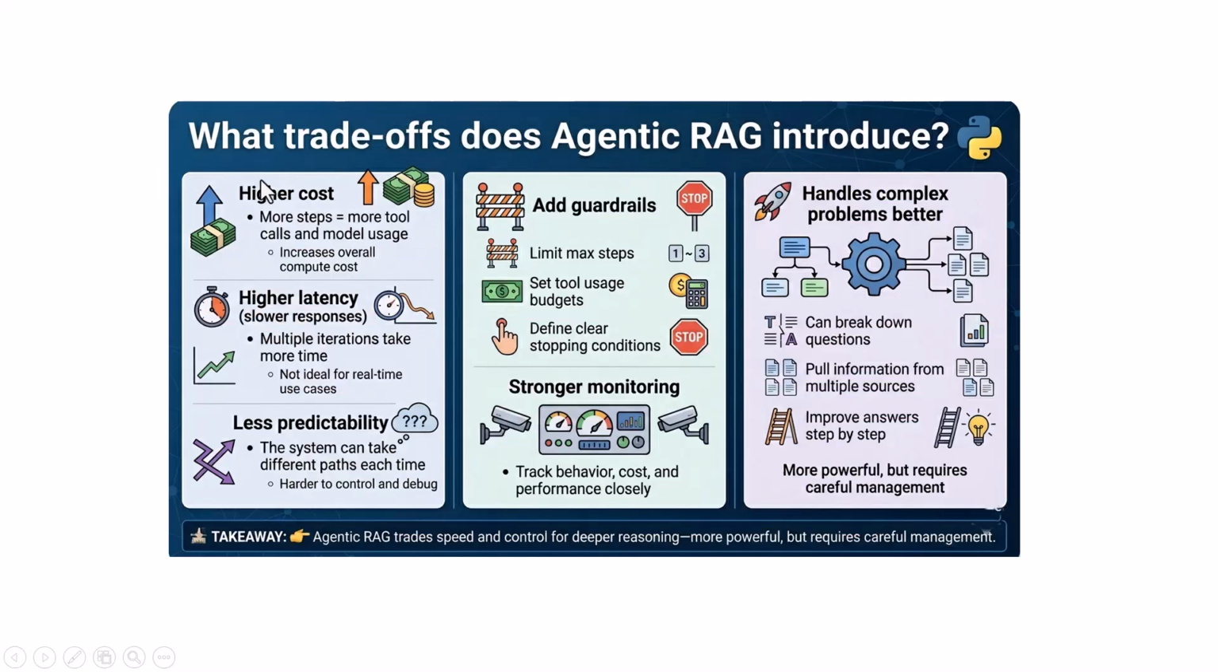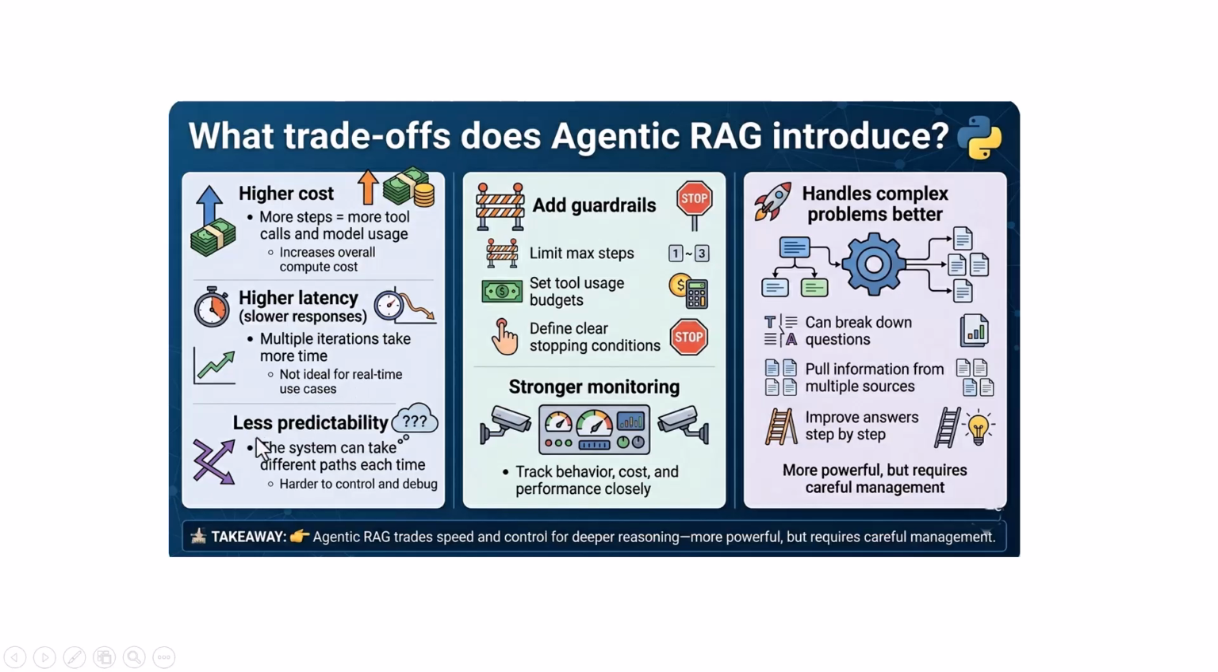Okay? Let's understand what trade-offs does Agentic RAG introduce. First, let's see in terms of costs and downsides. Agentic RAG can introduce higher cost, that is, more steps equals more tool calls and model usage, and this can increase the overall compute cost. Okay. The next one is Agentic RAG can add higher latency or slower responses, that is, multiple iterations can take more time, and this is not ideal for real-time use cases.